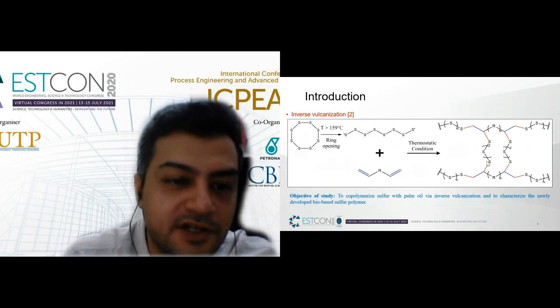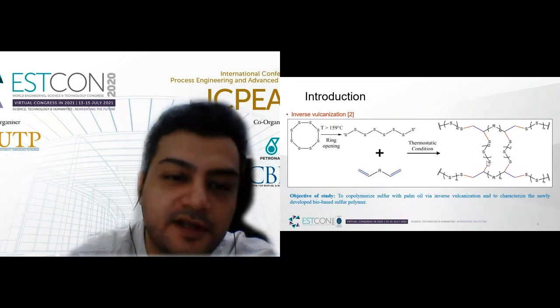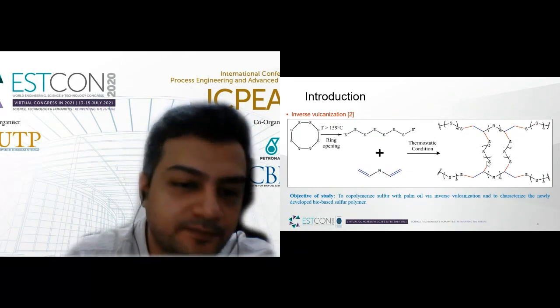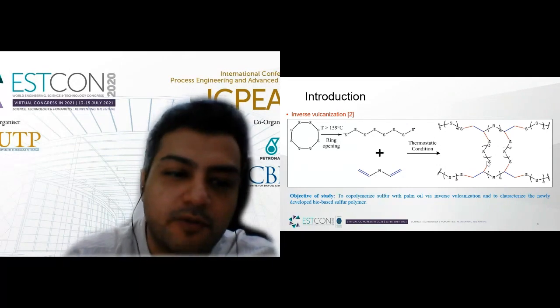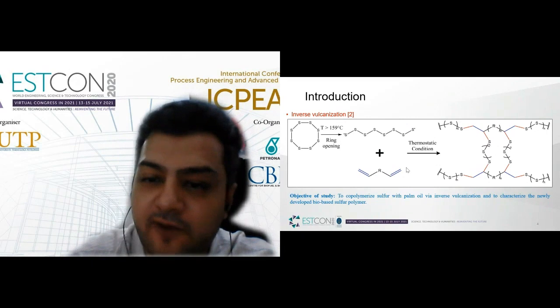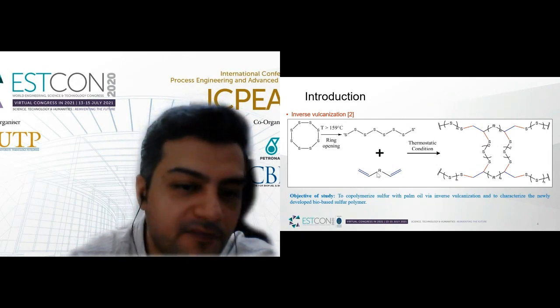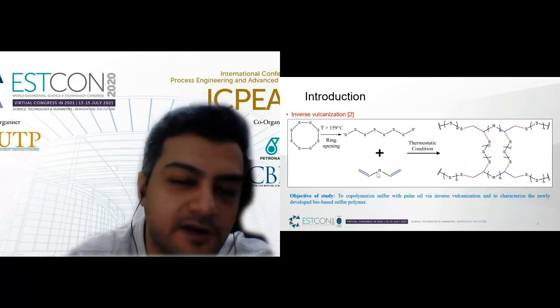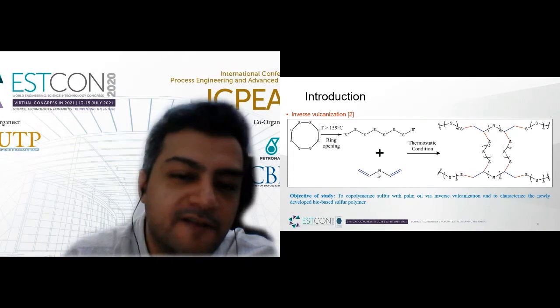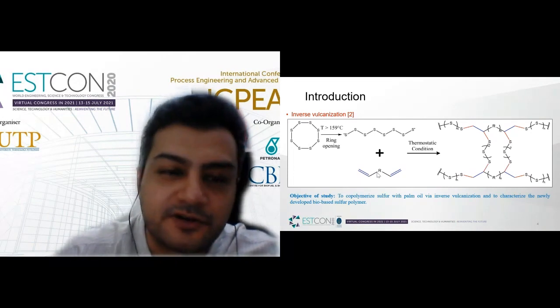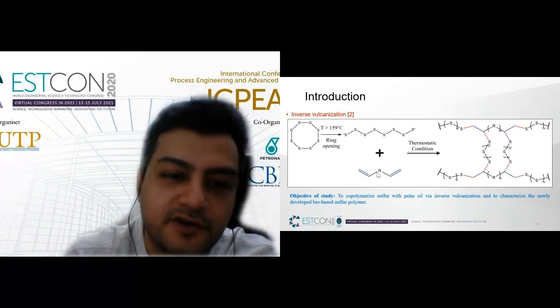Inverse vulcanization, first reported and introduced in 2013, is a technique that makes it practical to copolymerize sulfur with one or more vinylic monomers. It can be monovinylic, divinylic, or multivinylic monomers, without the need for catalysts, initiators, or even solvents. This is the advantage of inverse vulcanization.